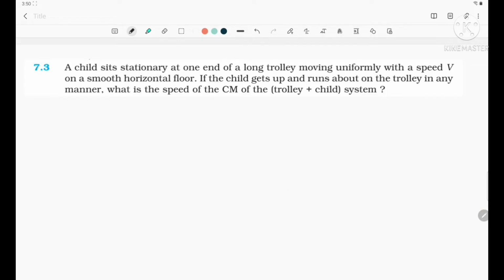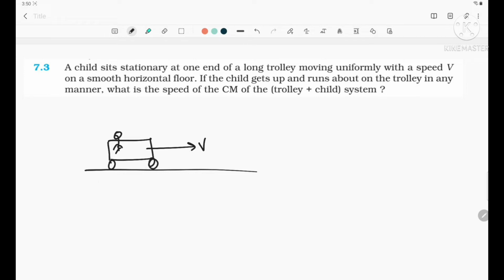Let's move on to the third question. A child sits stationary at one end of a long trolley, moving uniformly with a speed v on a smooth horizontal floor. So let us imagine a trolley, and there is a child on this trolley, and this entire thing is moving with velocity v on a smooth horizontal floor.